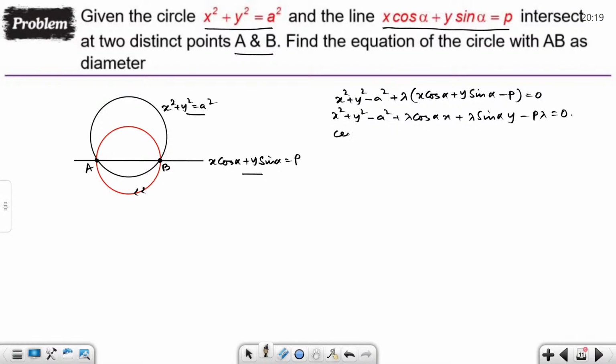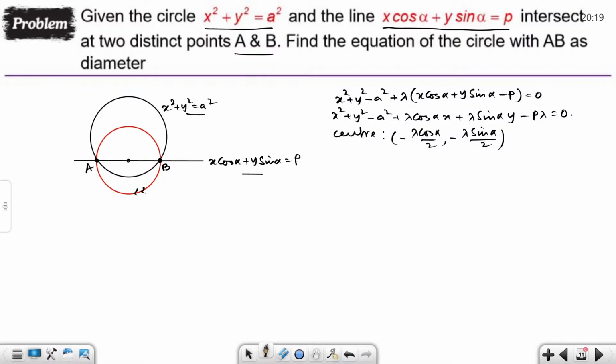Therefore, its center is at... okay. So this is the center of my required circle. Okay, because actually this is the center of that family of circles, but in our required circle which we want, is basically the center of that circle.